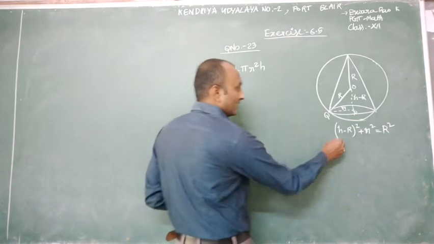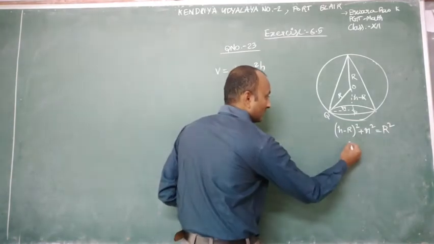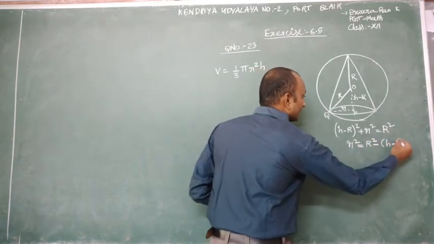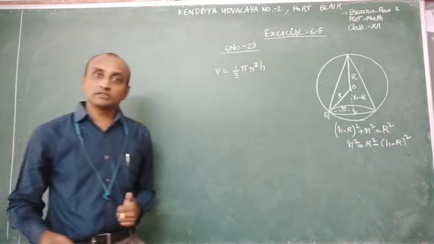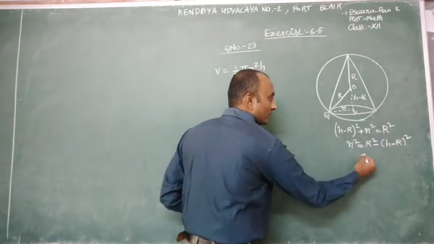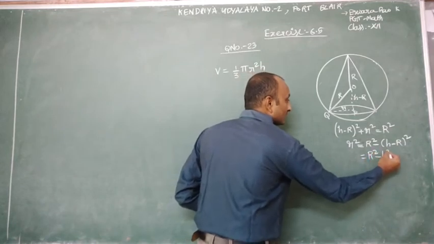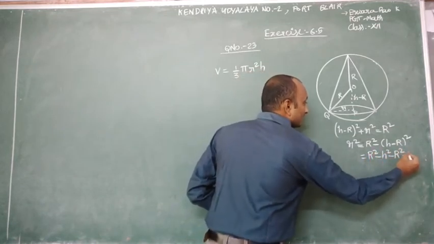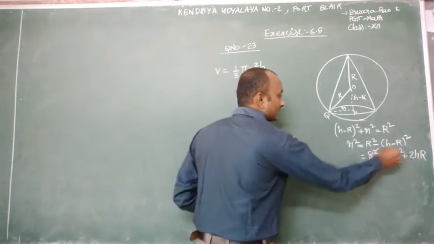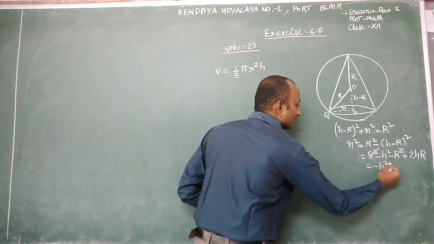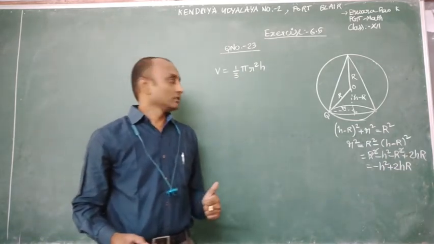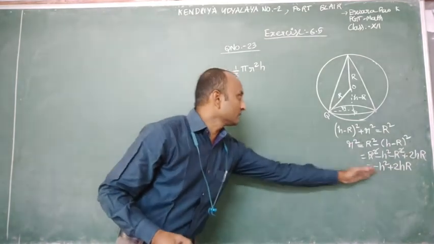From the Pythagoras statement, we can say that r square is equal to R square minus (h minus R) whole square. If you simplify this, opening the (a minus b) whole square formula, you get R square minus h square minus R square plus 2hR. Capital R square and R square will cancel, which gives minus h square plus 2hR. So r square is equal to this much, you can substitute here.